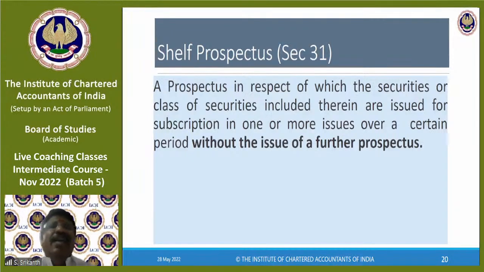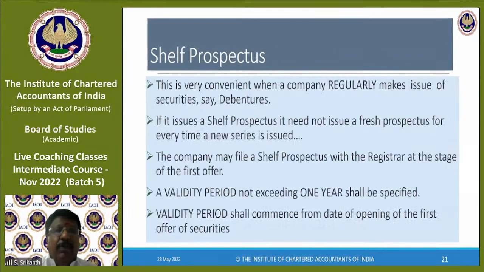Because things can change in the meantime. The financial position of the company can change. The environment can change. Some material changes can happen. So what happens if I issue a shelf prospectus and then I make the first series? Then by the time I make the second series, say 4 months later, some changes have happened. What happens? That we will see.